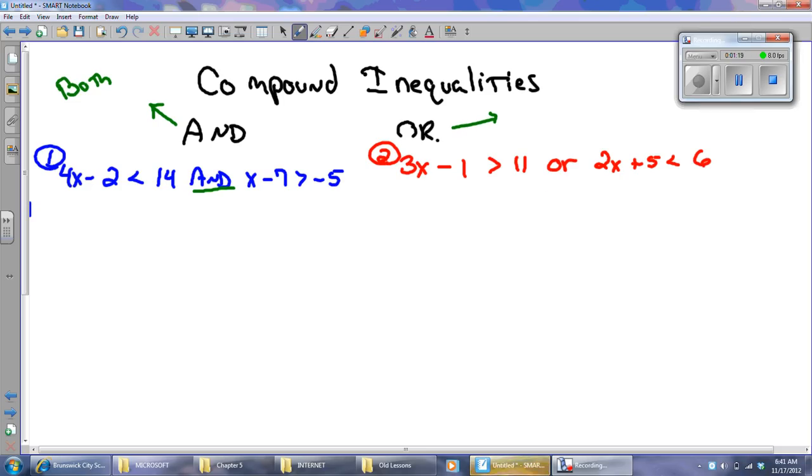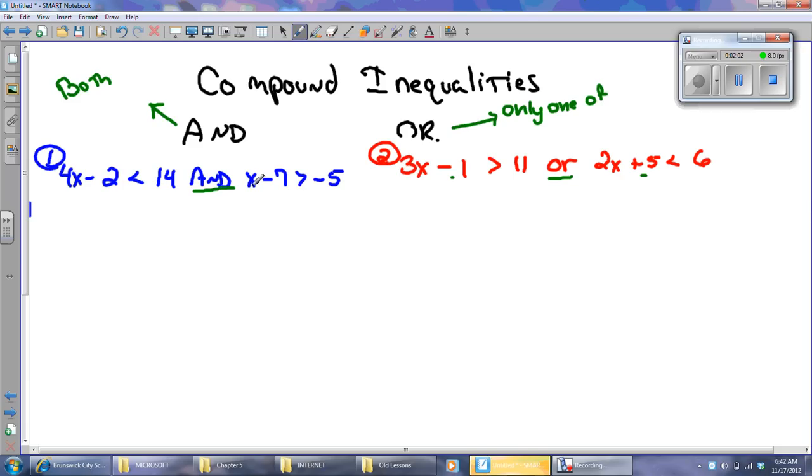Or means only one of. So this compound inequality is an or. When we solve it, only one half of it has to be true at a given time. So this first half here, 3x minus 1 greater than 11, I'm going to find all numbers that make that true. Then I'm going to find all numbers that make 2x plus 5 less than 6 true. And my solution set will be all of the numbers that make the first part true or the second part true. And we'll see how to represent that, and I'll explain more in a minute.